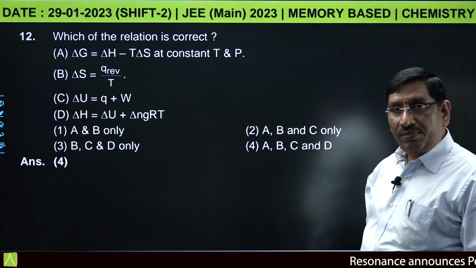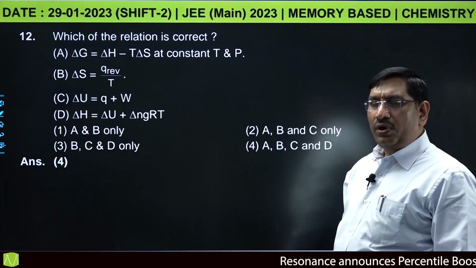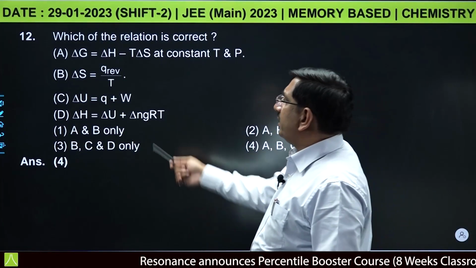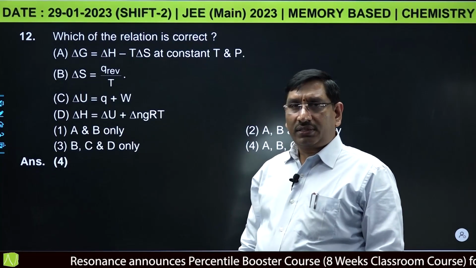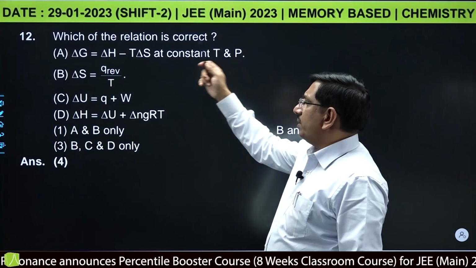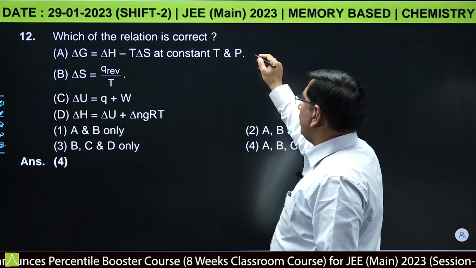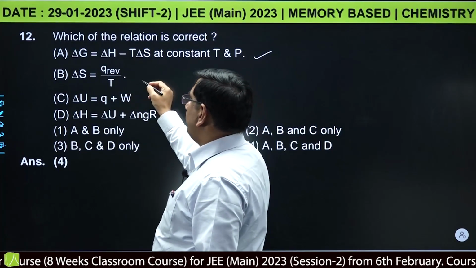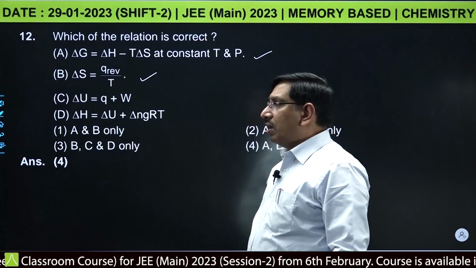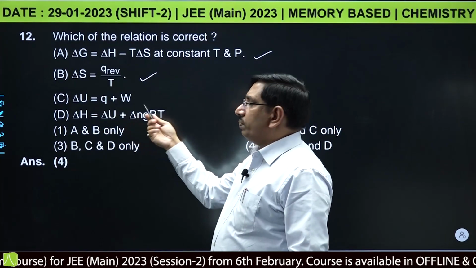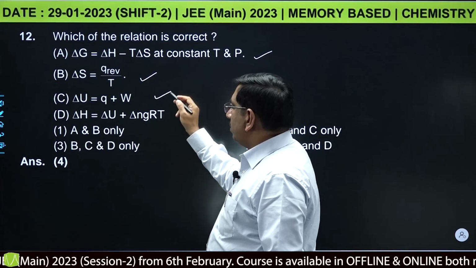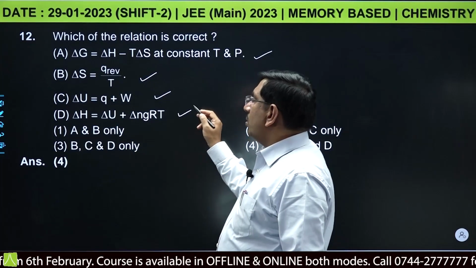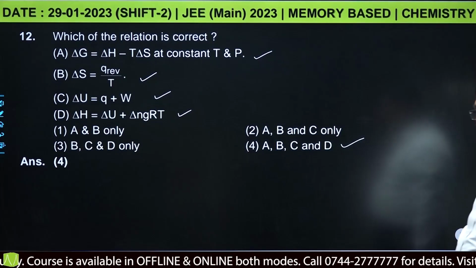This is from thermodynamics, a direct question, only formulas are given, you have to select which formula is correct. Here it is given delta G equals delta H minus T delta S, at constant temperature and pressure. So, this is the correct relation. Next, for the calculation of entropy change, it is given as Q reversible by T, it is also correct. And enthalpy change equals Q plus W, first law, it is also correct. And delta H equals delta U plus delta Ng RT, it is also correct. So, all the given statements are correct.